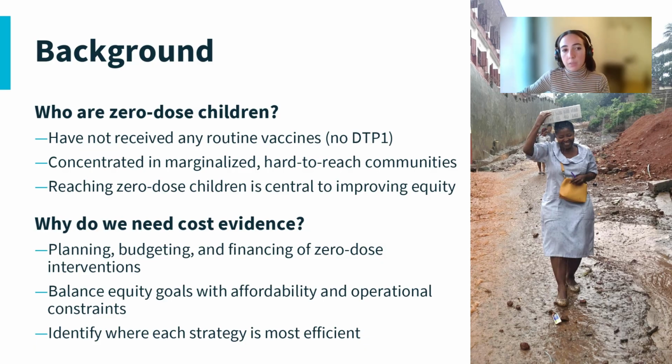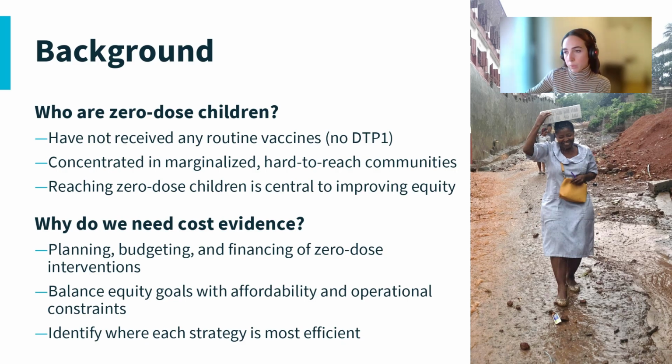So these children are disproportionately found in marginalized and hard-to-reach communities and often face multiple and overlapping deprivations and vulnerabilities. For this reason, reaching them is key to improving equity in immunization programs and in health outcomes in general. So knowing what it costs to vaccinate zero-dose children is essential for adequate planning, budgeting, and financing of zero-dose focused interventions. And also to help immunization programs balance equity goals and considerations with affordability and operational constraints.